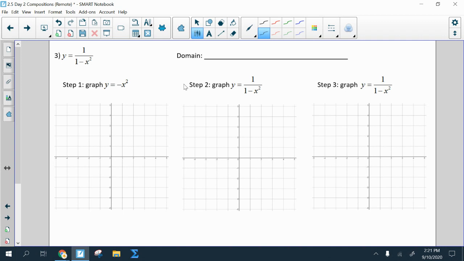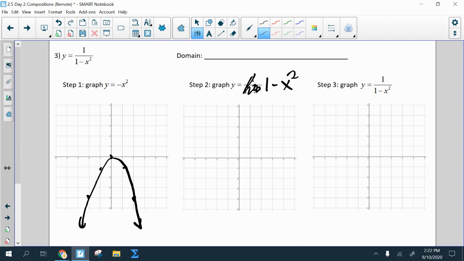All right, number 3. This didn't copy the way I wanted it to either. So let's do this. For 1 over 1 minus x squared, we're going to start off by graphing -x squared. That's just your quadratic function flipped upside down. I've got those 3 defining points, and I'm going to add one more in there. So this is your typical parabola flipped upside down, -x squared.